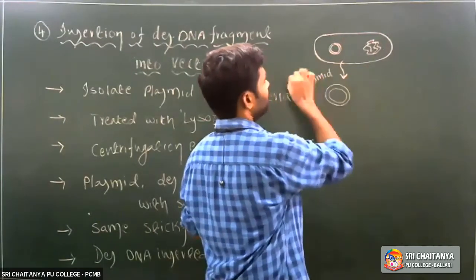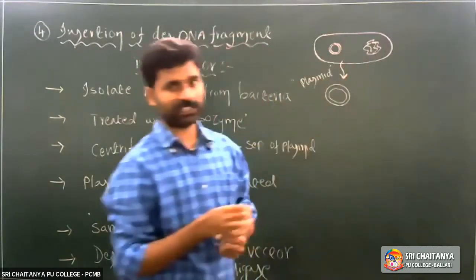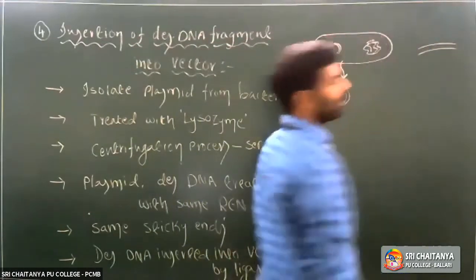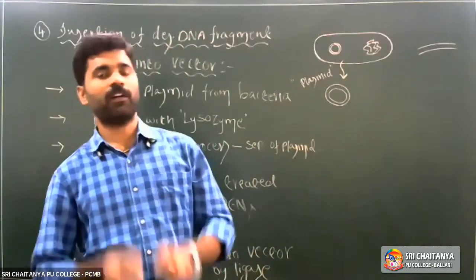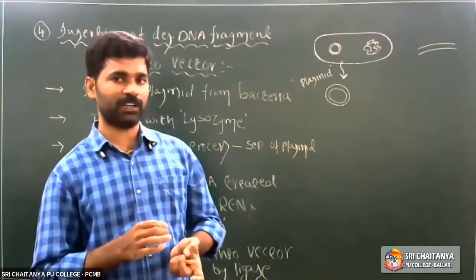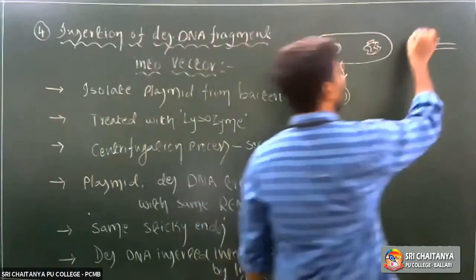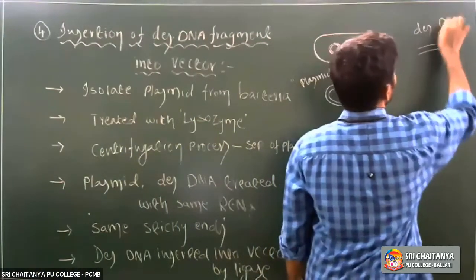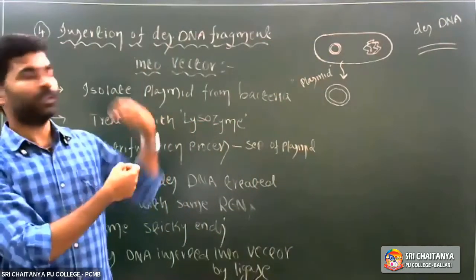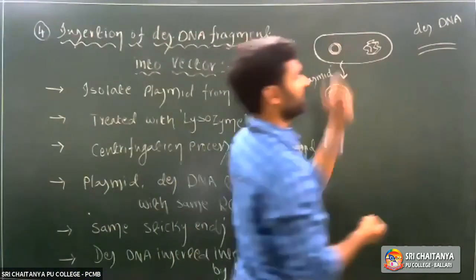That plasmid acts as the vector, we know very well, right? In the same way, foreign genetic material, or other organism's genetic material, or alien DNA, is nothing but the desirable DNA fragment. The desirable DNA fragment we also collected. Already we amplified it in the PCR technique, no? The DNA fragment we collected, right?